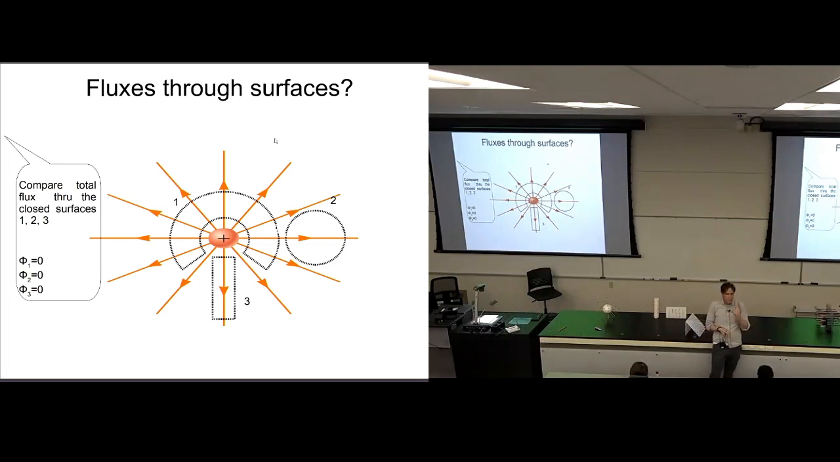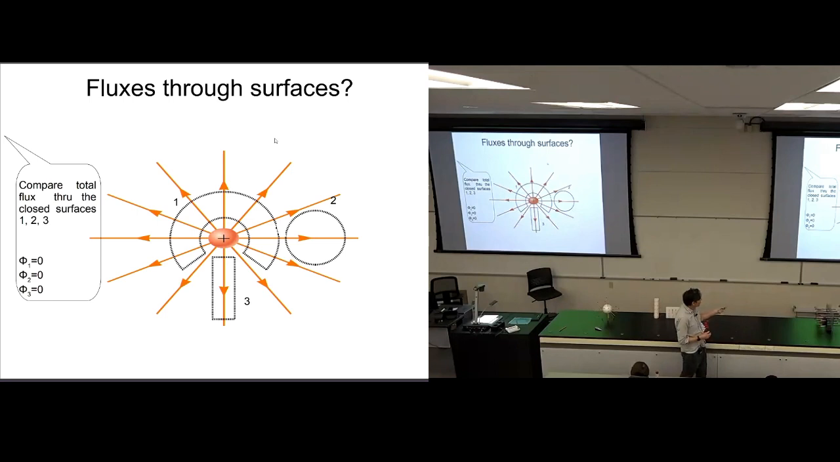Well, Gauss's law told us that the electric flux through a closed surface, and these are all closed surfaces, is in proportion to the charge inside the closed surface. So to figure the flux and compare the flux through the three closed surfaces, we just have to compare the amount of charge inside the three closed surfaces. So let's look at the picture and see what the charge inside each closed surface is.